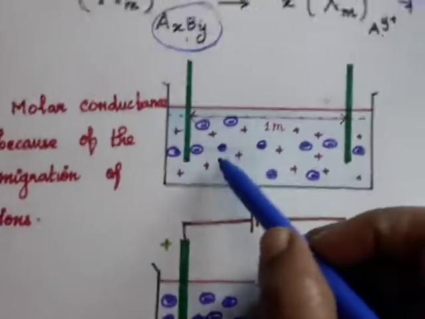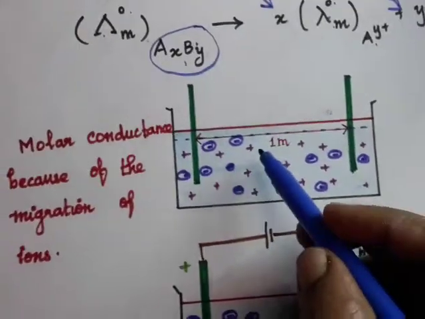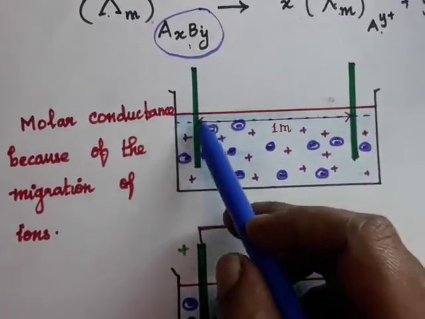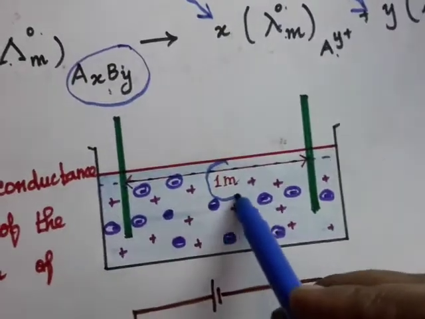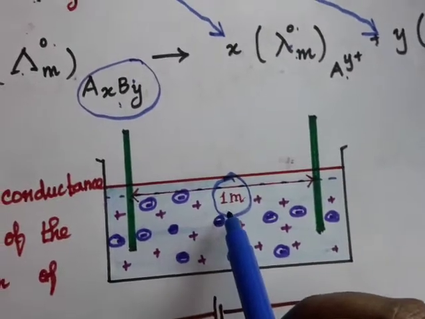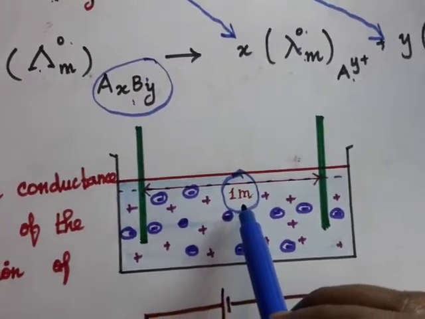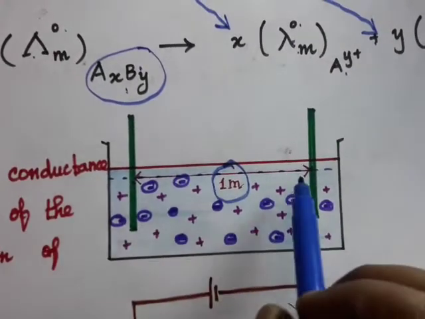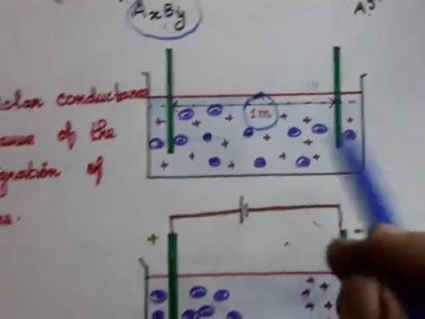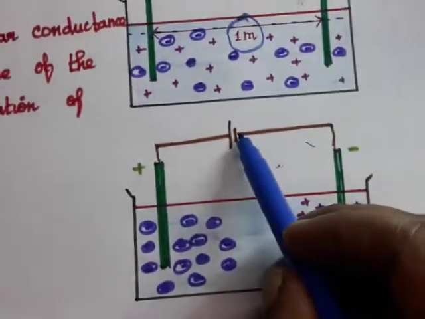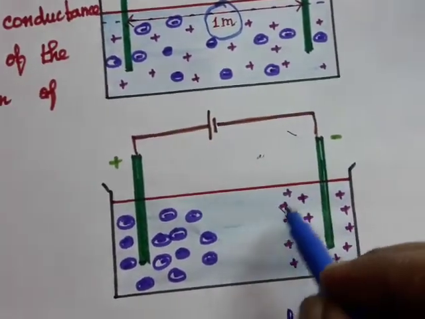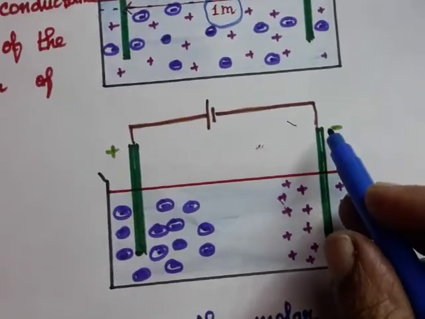For that we come to the electrolysis process. You have to take a beaker, and the electrodes should be kept for the molar conductance. Between the electrodes you have to maintain a distance of 1 meter. This you have read in the definition of molar conductance. So the electrodes are separated by 1 meter distance. Here we have the ions. When you pass the electricity, what will be happening? The positive ions in the electrolyte will be attracted towards the negative cathode.